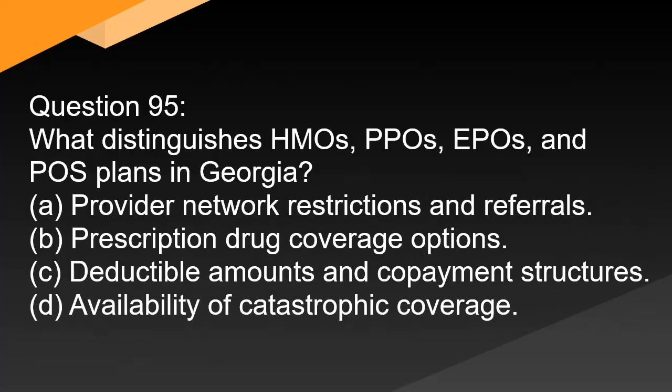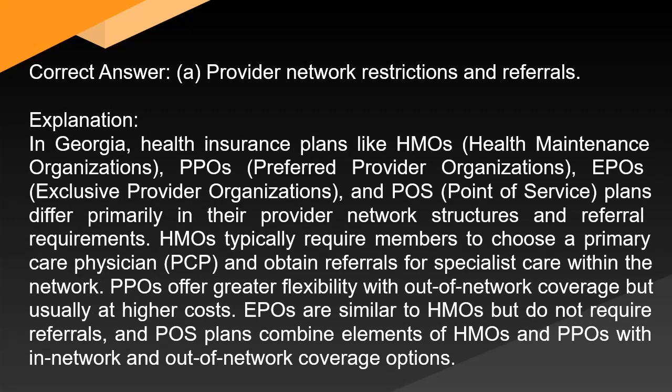Question 95. What distinguishes HMOs, PPOs, EPOs, and POS plans in Georgia? Correct answer: A. Provider network restrictions and referrals. Explanation: In Georgia, health insurance plans like HMOs, health maintenance organizations, PPOs, preferred provider organizations, EPOs, exclusive provider organizations, and POS, point of service, plans differ primarily in their provider network structures and referral requirements.